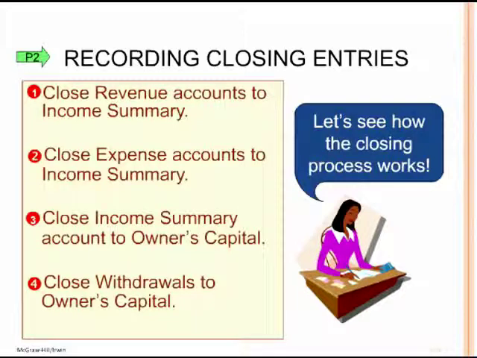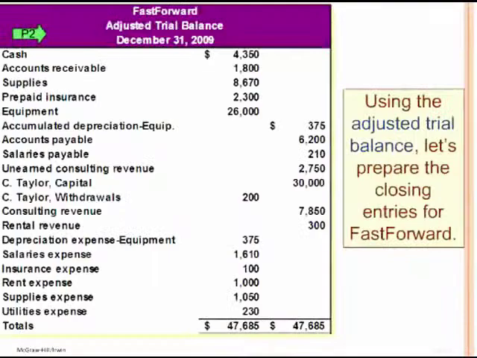The final closing entry will be to move the owner's withdrawals to the owner's capital account. This will cause the withdrawal account to have a zero balance. Let's see how this process works. To prevent confusion, when you first try to make closing entries, it is an excellent idea to follow these 4 steps exactly. Let's use the adjusted trial balance for Fast Forward and prepare the necessary closing entries.